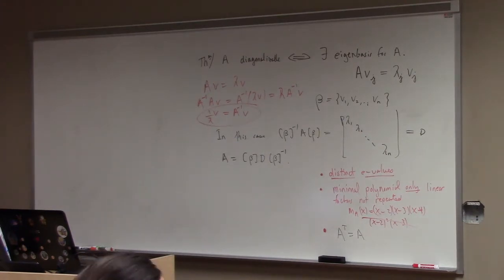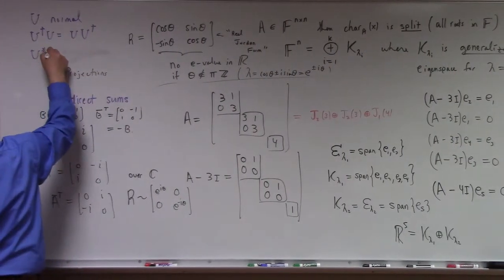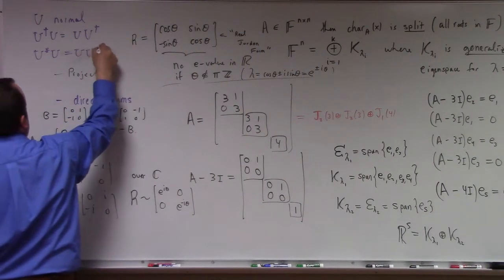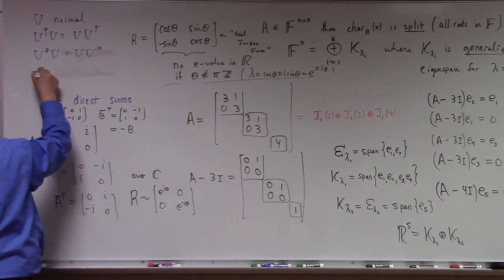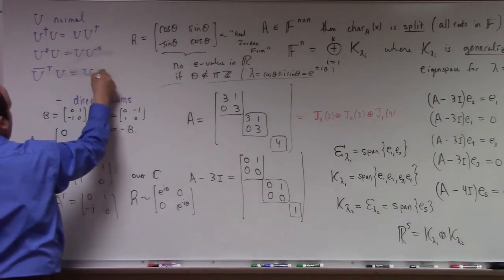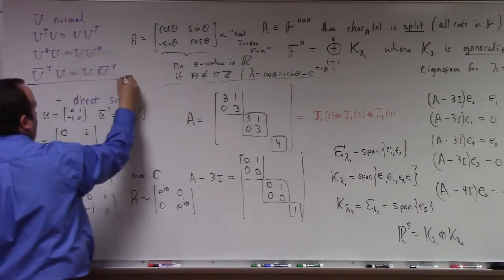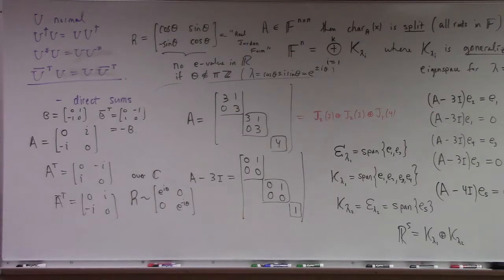What did normal mean? U is normal if what? If U dagger U is equal to U U dagger, if I recall correctly. I think I used stars, didn't I? What does that actually mean? That means U conjugate transpose times U is equal to U times U conjugate transpose, right? If that condition is met for a matrix, it's said to be normal. So in the complex sense, you can find an orthonormal eigenbasis for such a matrix over the complexes.